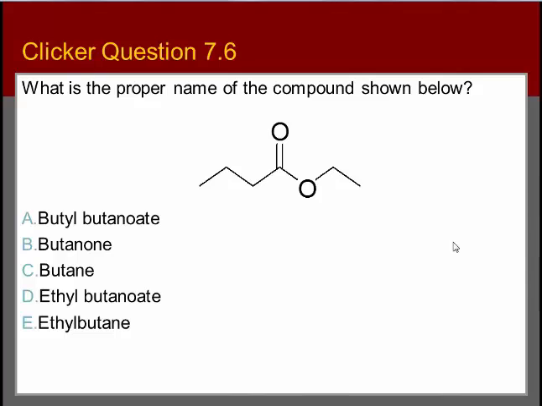What is the proper name of the compound shown in this image? Remember that we first start by naming the main chain containing the carbonyl. So that'll be this 4-carbon chain, and we start with butane. We change it to butanoate because it is an ester. And then we name the R group as a substituent: 2 carbons, ethane changes to ethyl, ethyl butanoate. That's answer D, the best choice here.